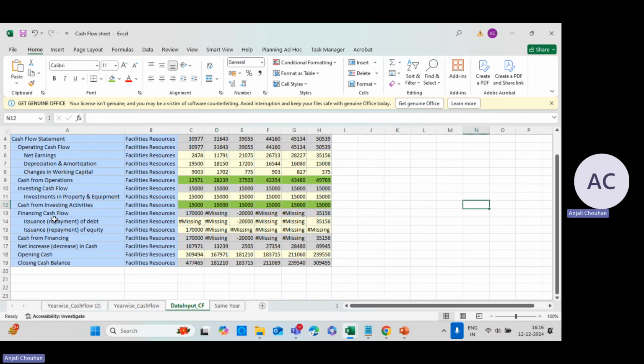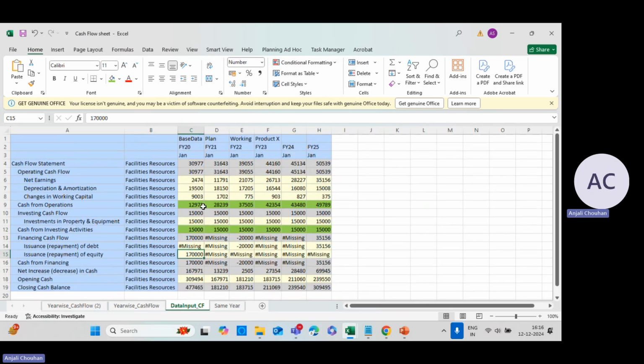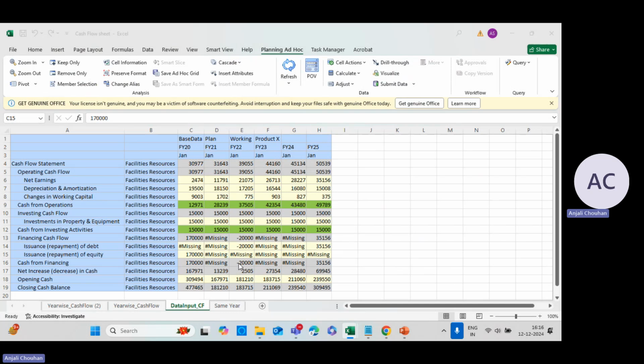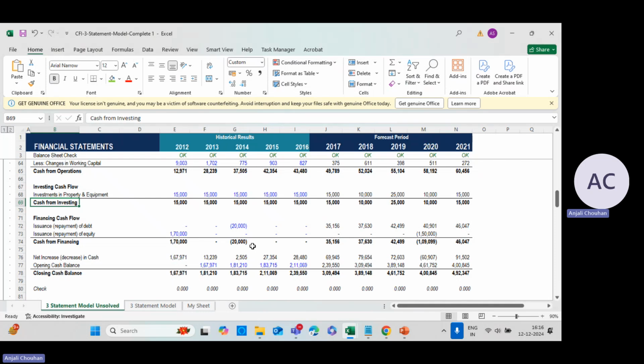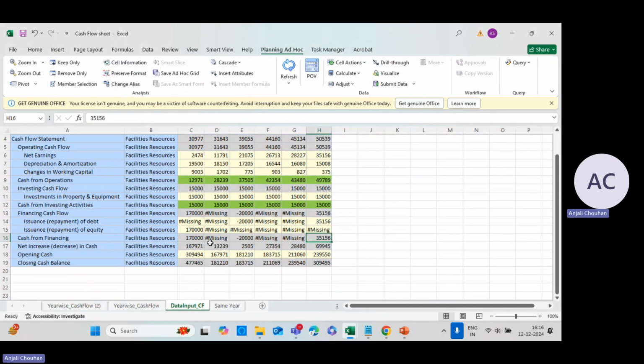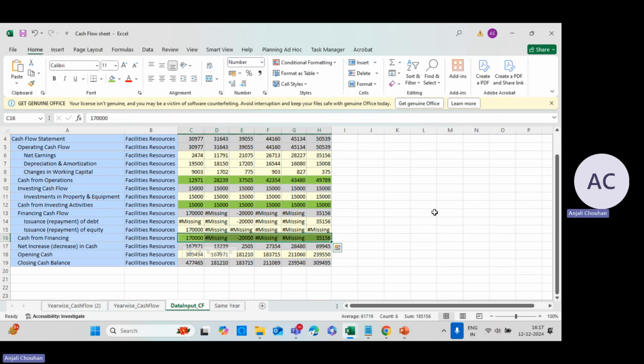Now the third thing is financing cash flow. Here I have just manually input the data: the issuance or repayment of equity was done in the first year, that is 1,70,000. So this is 1,70,000. Then in the third year, minus 20,000. So it is exactly the same. Now, when I see the cash from financing activities, it should be 1,70,000, 20,000, and in the last year, 35,156. Then this is also validating. Mark it with the green color.